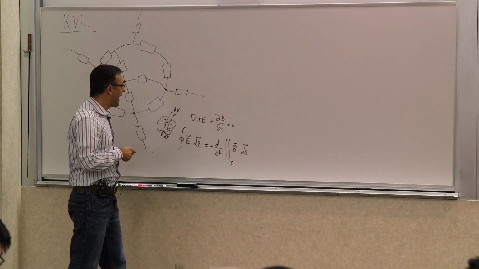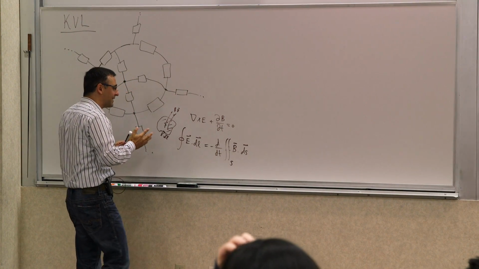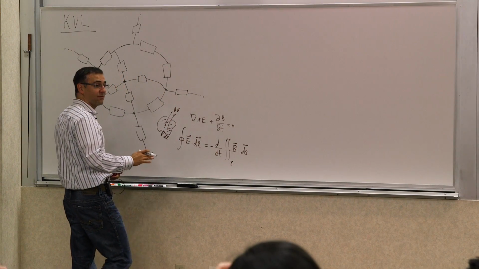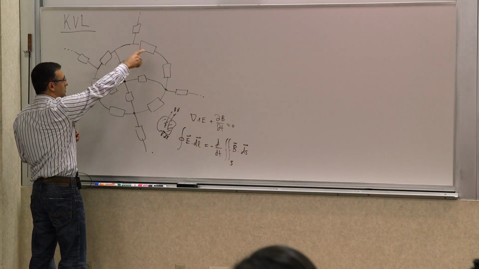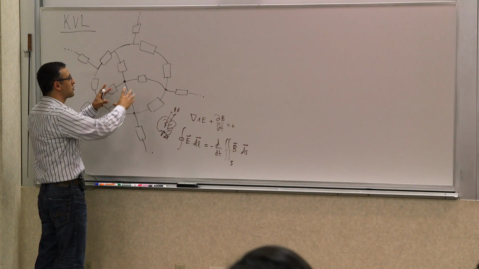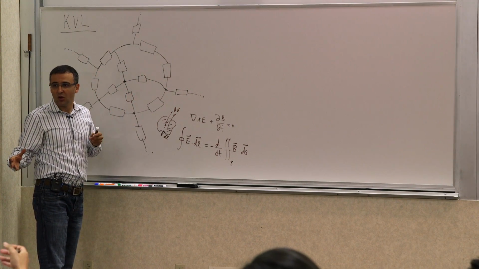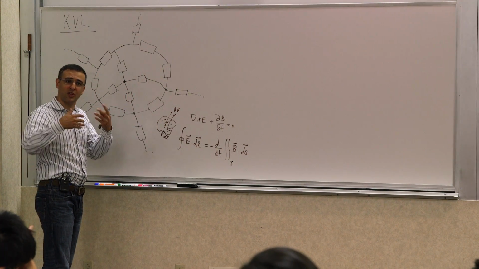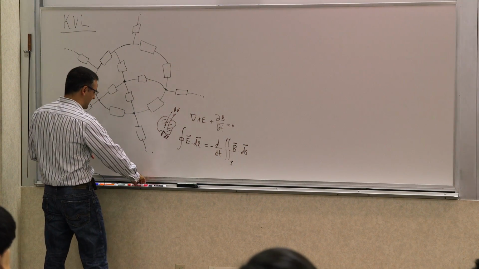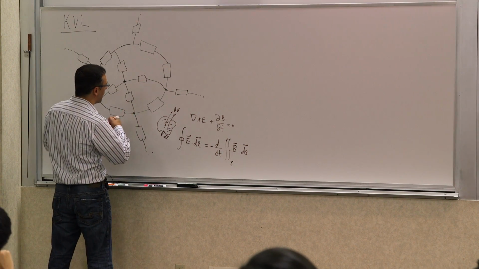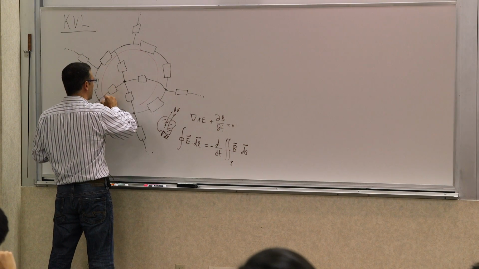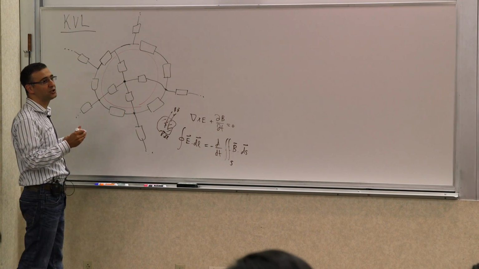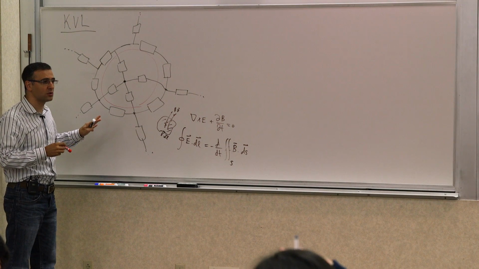Right? Now, the assumption is that if you do not have time varying magnetic flux through this loop, either the loop is too small to pick up any magnetic flux, or your magnetic field does not change, then what you can say is that you can pick any loop. I'll pick this loop, but you can pick other loops. It doesn't have to be a mesh. It can be any closed loop.